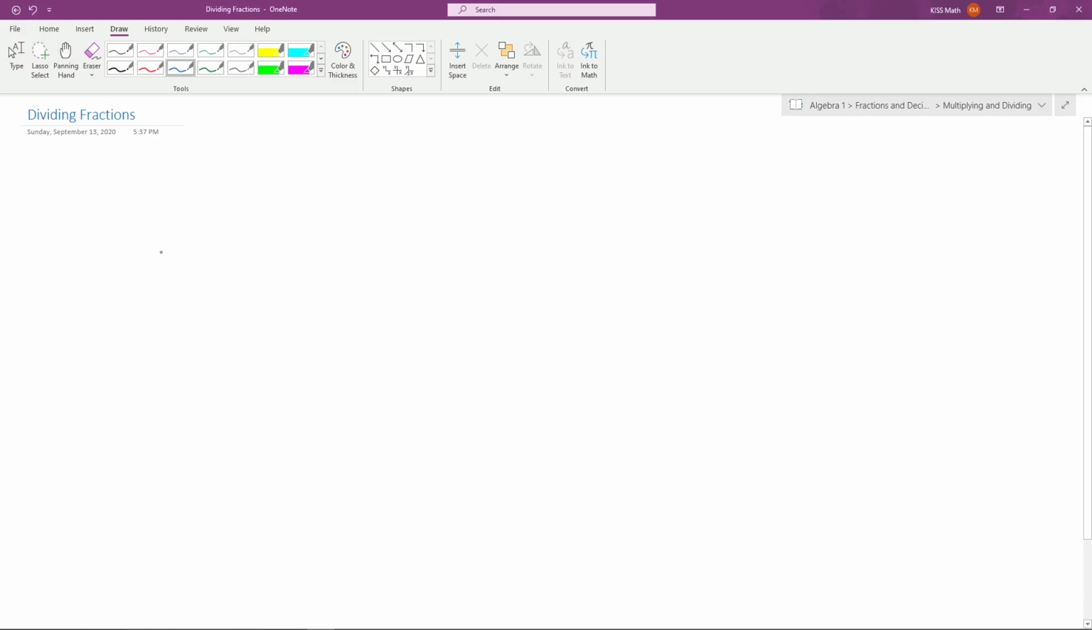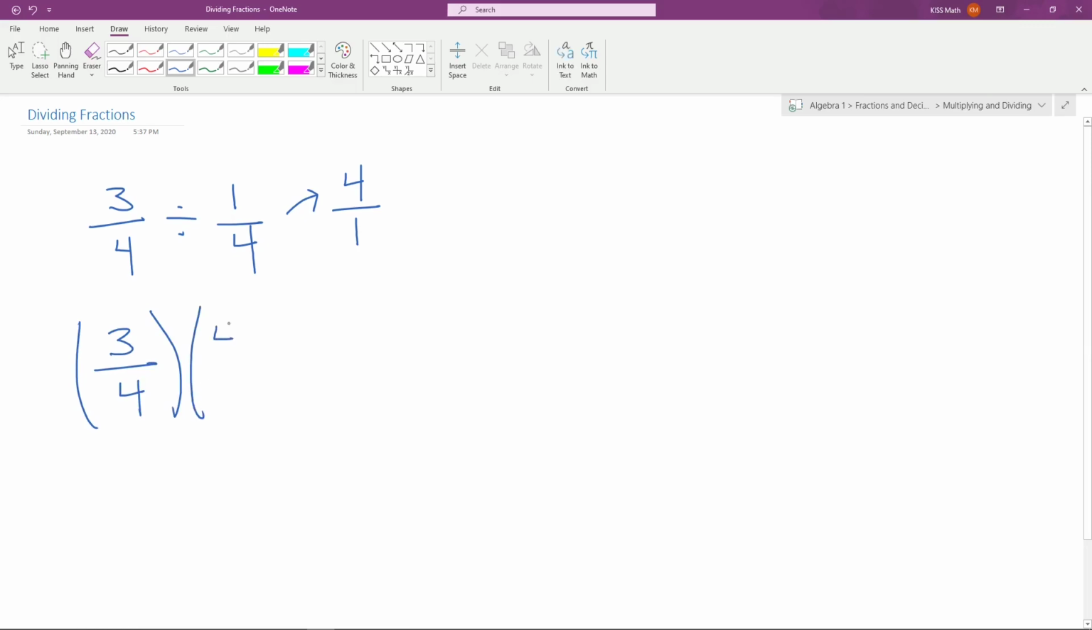Dividing fractions is almost the same as multiplying, except you just have to do one extra step. So for example, if we have 3 over 4 divided by 1 over 4, whatever fraction you're dividing by, you have to flip that fraction first and then multiply it. Now I know the thing says to divide, but that's why we're doing the flipping. So here, since we're dividing by 1/4, we have to take this 1/4 and flip it. So this 1/4 becomes 4/1, and then we multiply it.